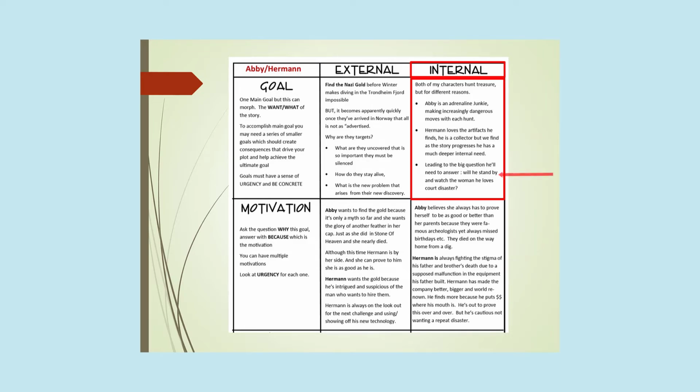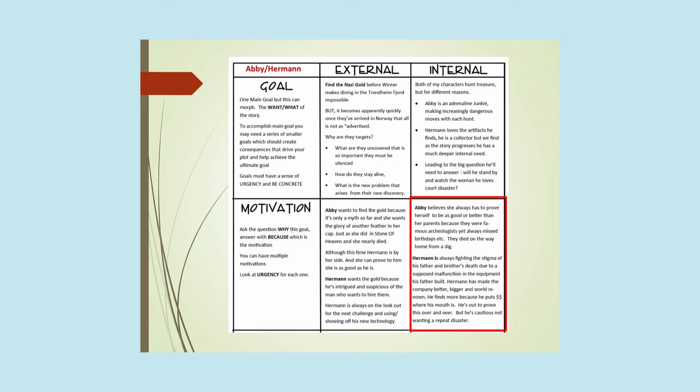Additionally, the big question that needs to be answered for the romantic element is, by the end of the book, will he stand by and watch the woman he loves continually court disaster? So by using the prompts on the side of the GMC chart, ask the question why these goals, answer with because, and remember the urgency for each one.